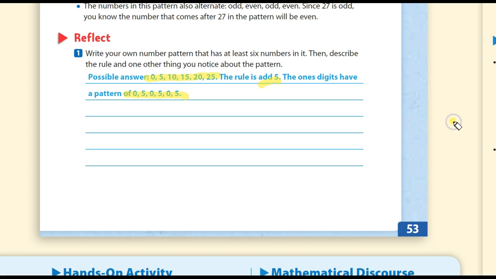Some other patterns you could have. If I did this, 2, 4, 6, 8, 10, what would be the rule there? I add 2's, right? And all these numbers are even.